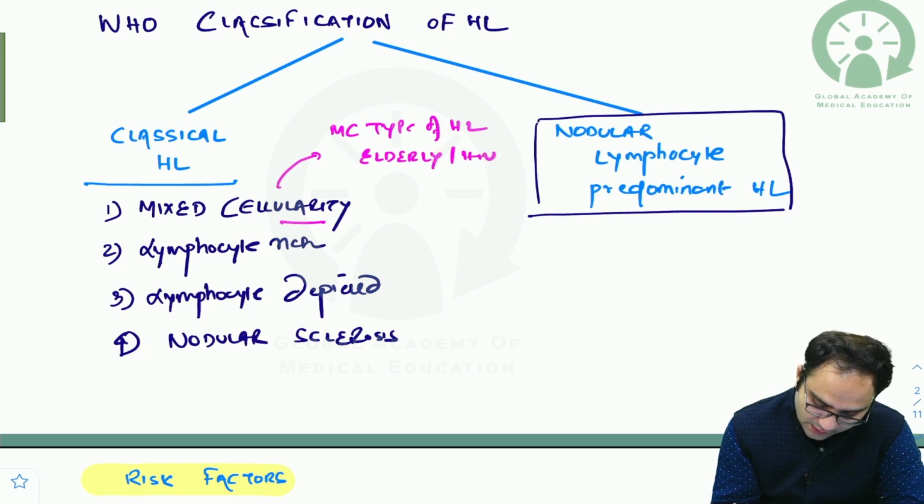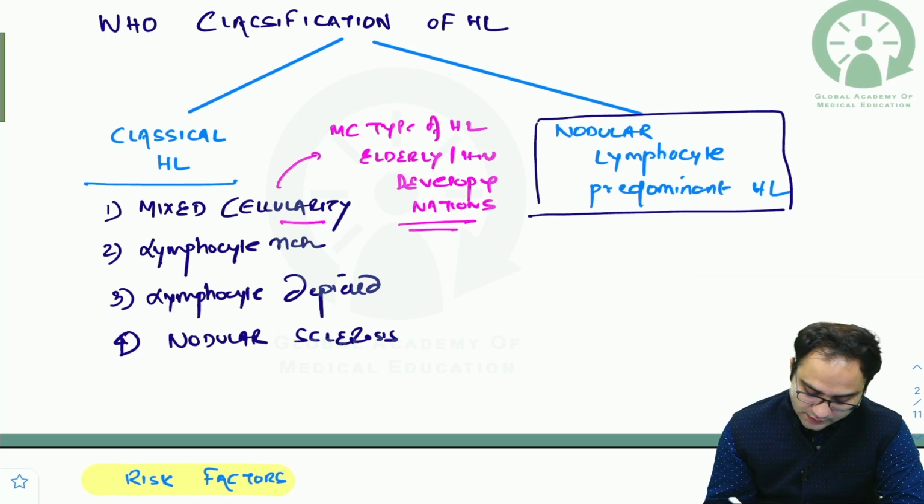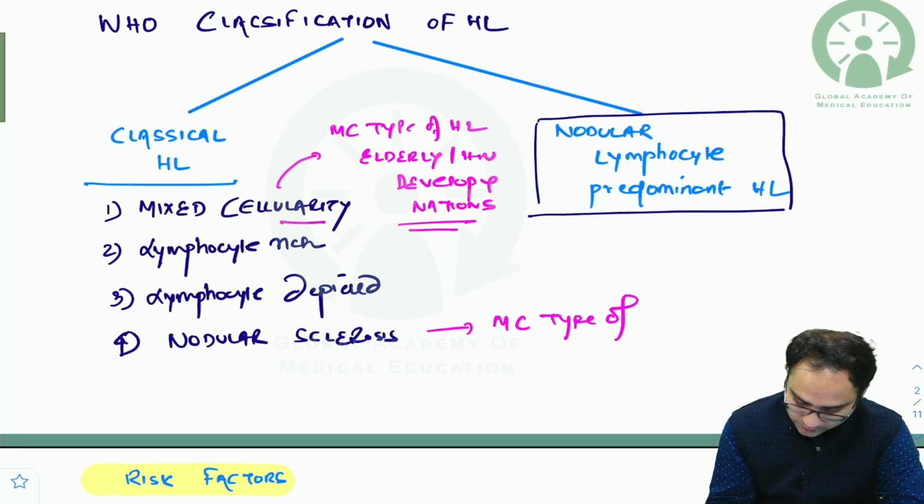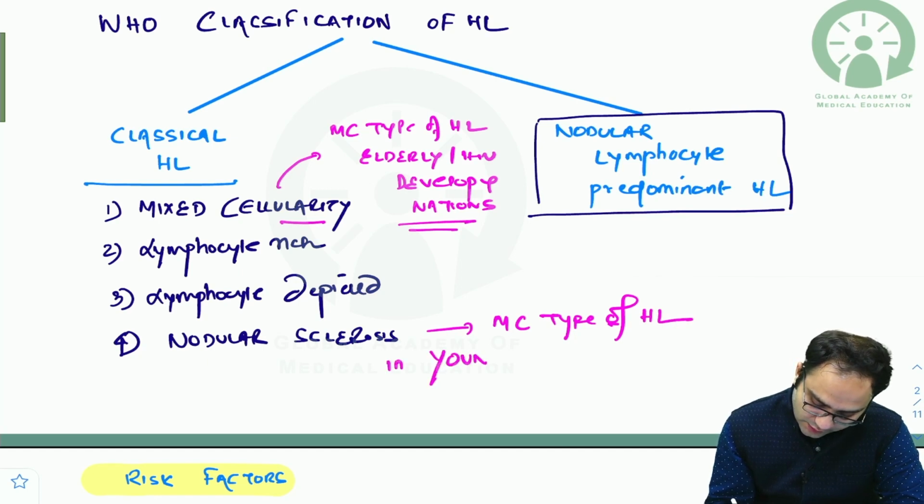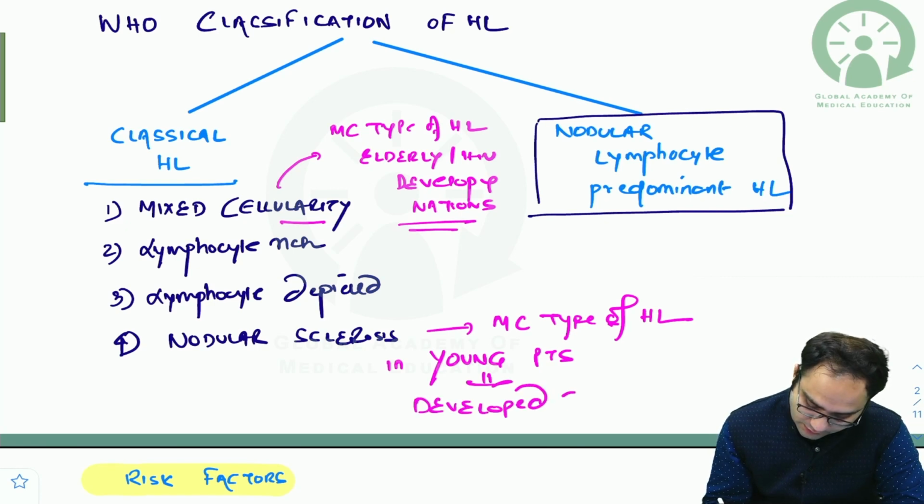in HIV, and in the developing nations. Whereas nodular sclerosis is the most common type of Hodgkin lymphoma in young patients and in developed countries.